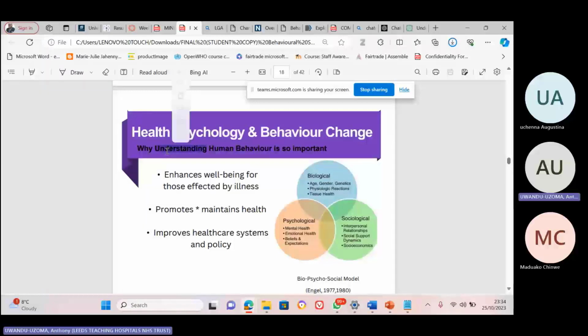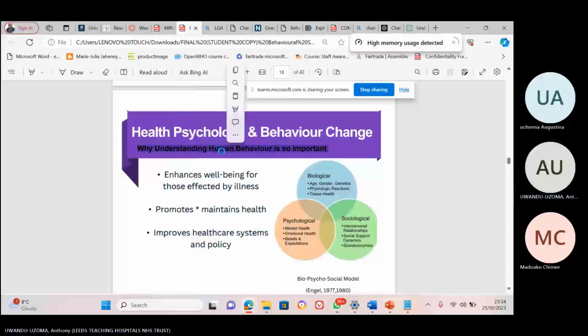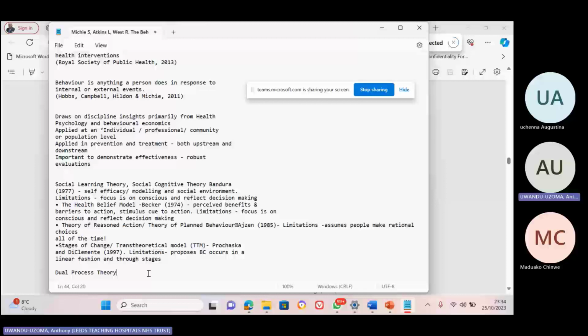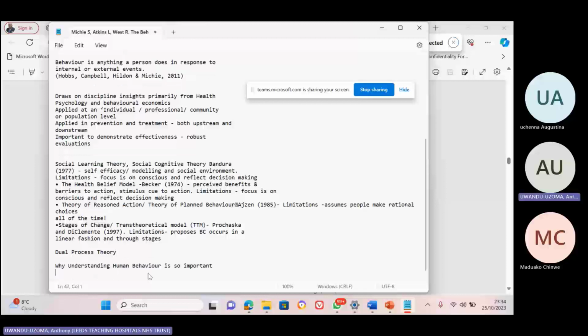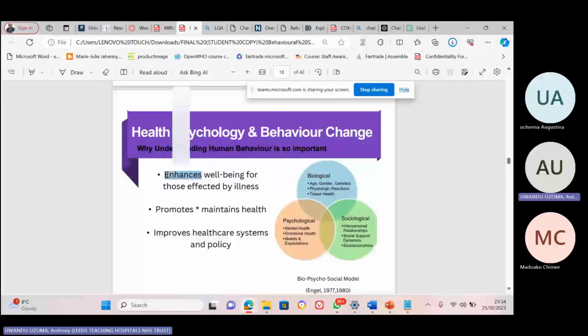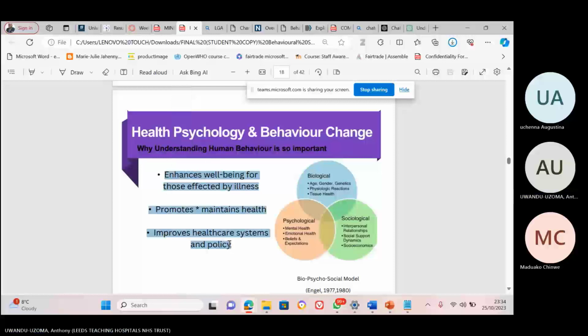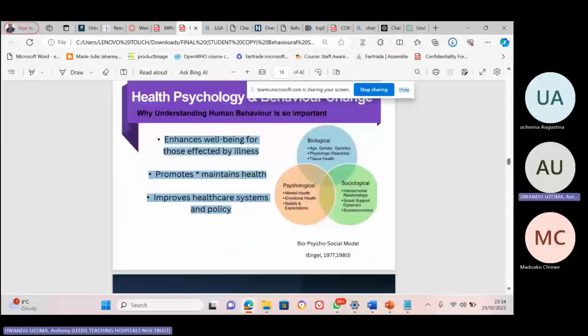Why do we need to understand human behavior? And it gave us 3 points here, the 3 reasons why we need to understand human behavior. So that tells me that if I'm writing my essay, anything around behavior, I need to know why we understand human behavior. And watch here, he gave us a biopsychosocial model. So you can see that there's a model here.